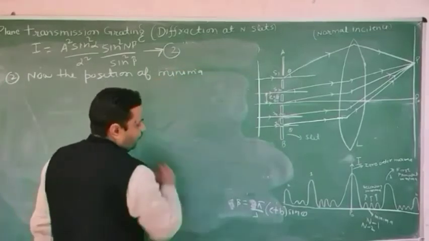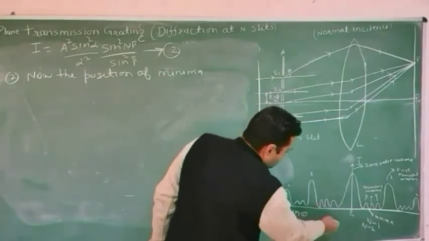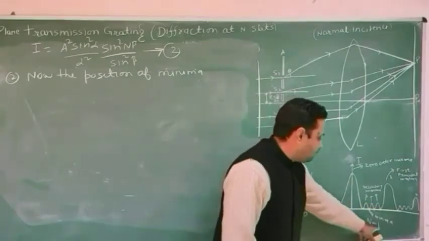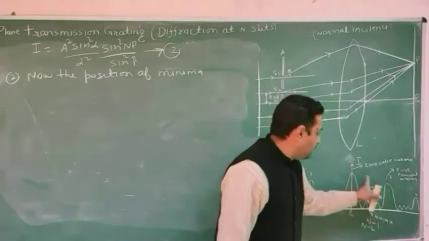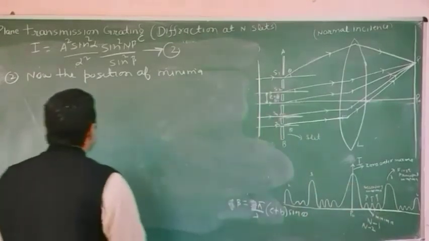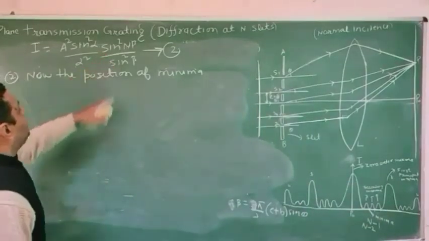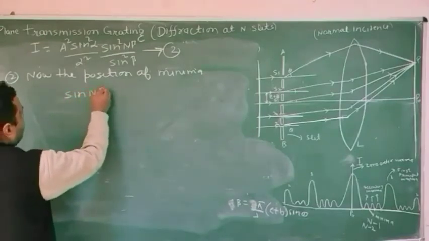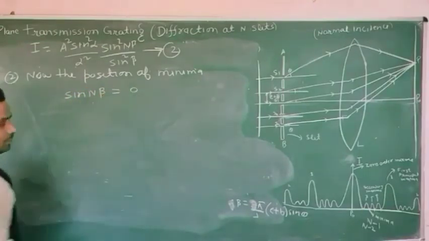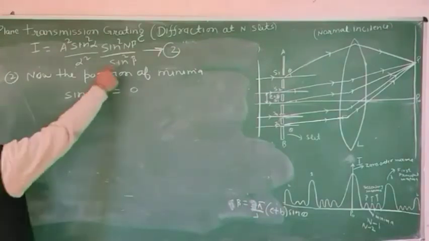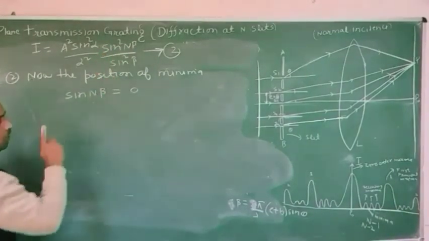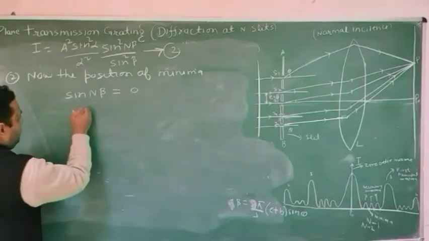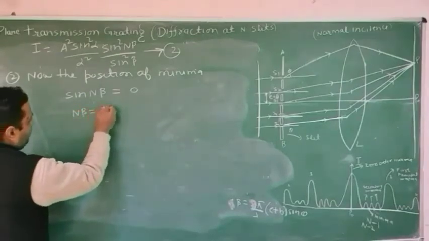From equation 2 we have solved this one; this is the minima position. There will be n minus 1 minima between the two maxima. Understand? Now the minima is when sin nβ will be 0. If sin nβ is 0, then this is the condition of minima. That will be nβ is equal to plus minus mπ.